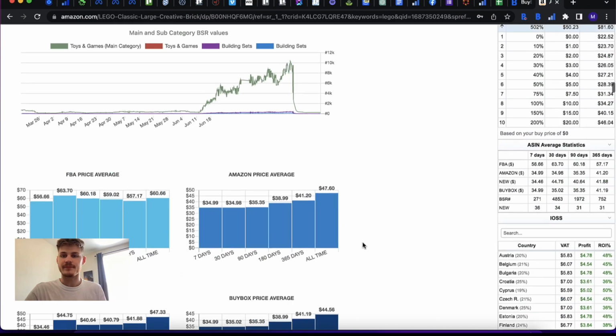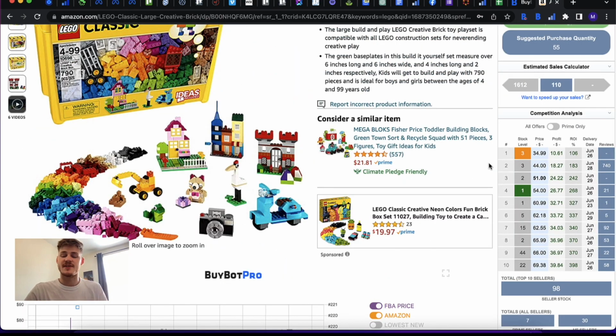And then going back to the competition analysis, as I say, they've only got 3 left in stock, so they could sell out. They might not replenish that, and then it might be another seller's time to shine. So we could potentially get in there somewhere in between $34.99 and $44, just to put us in a good position to potentially win the buy box, to be at a good competitive price.